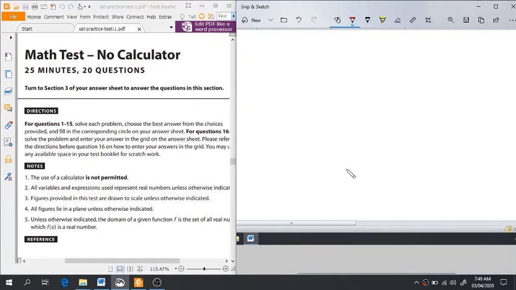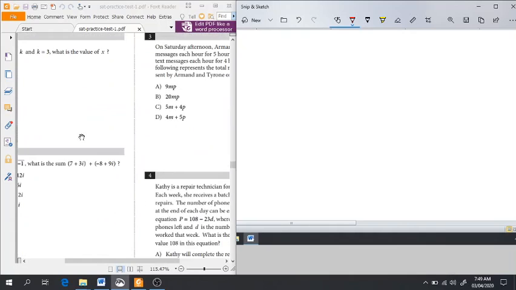This is SAT Test 1 from College Board, section number 3, no calculator. So let's solve the questions here one by one.